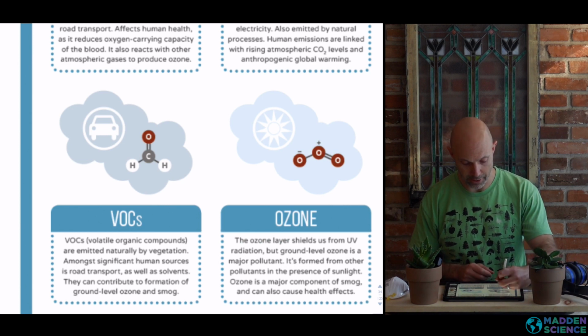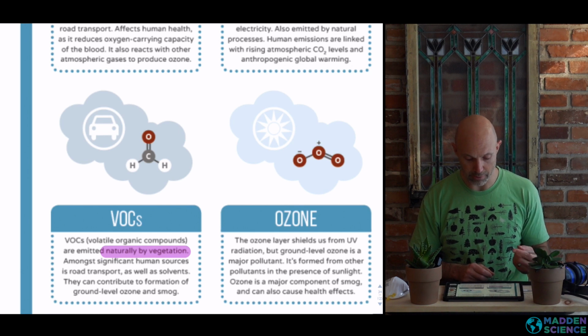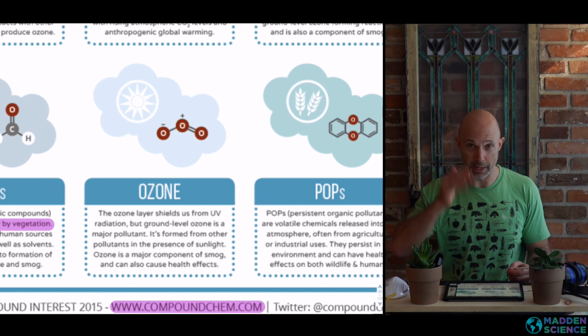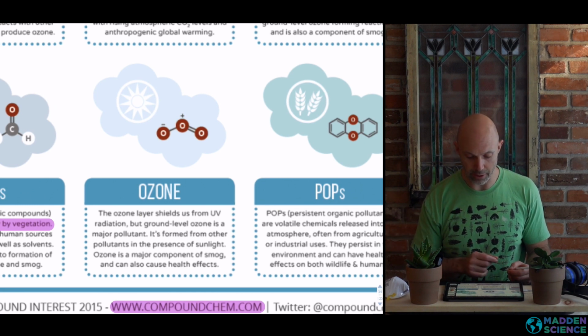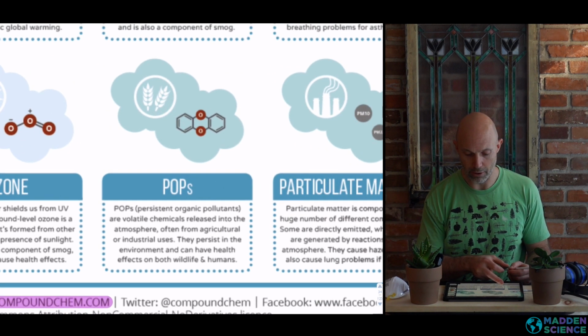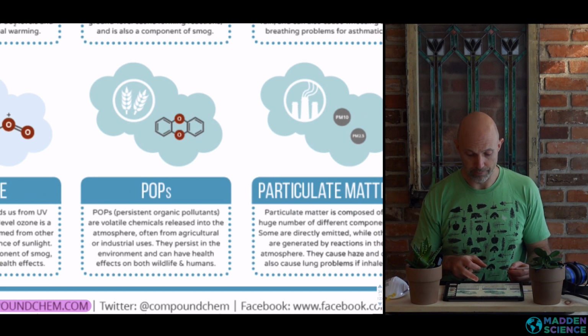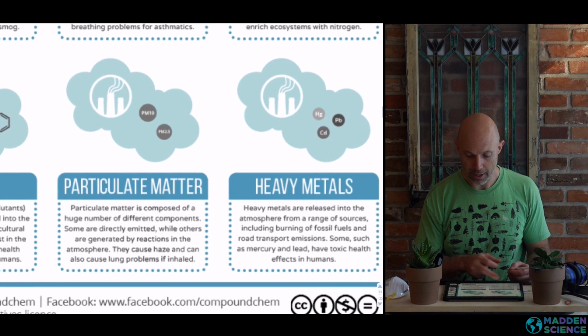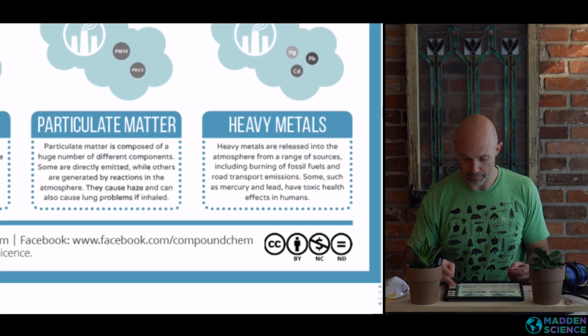Important to note that these are emitted naturally by vegetation. They can contribute to smog. Ozone, again, protective for UV radiation, but at ground level, quite a harmful pollutant. Persistent organic compounds, particulate matter, and then heavy metals.